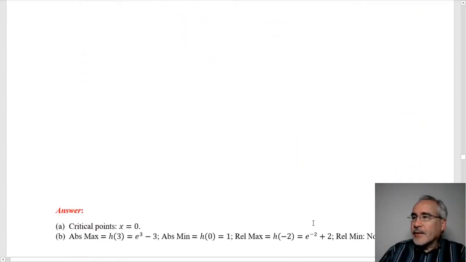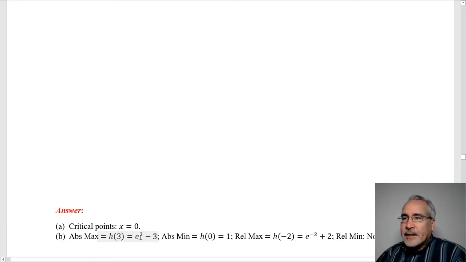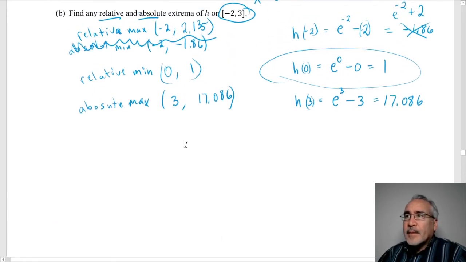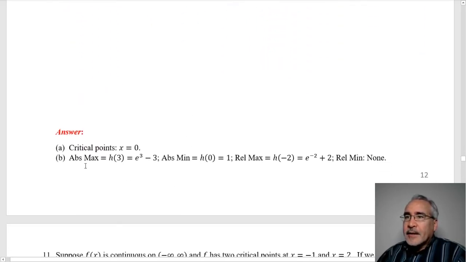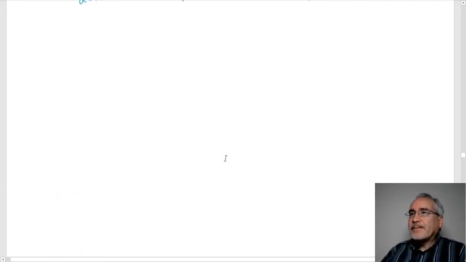Look at our answers. They left them in their forms. To be able to tell whether it was max or min, though, I needed to convert these over. We've got an absolute minimum at 0, 1. We've got an absolute max here, and then a relative max at that end. There is no relative min, although you could say this is a relative min also. I mean, it is. It's in its neighborhood. It's a minimum.